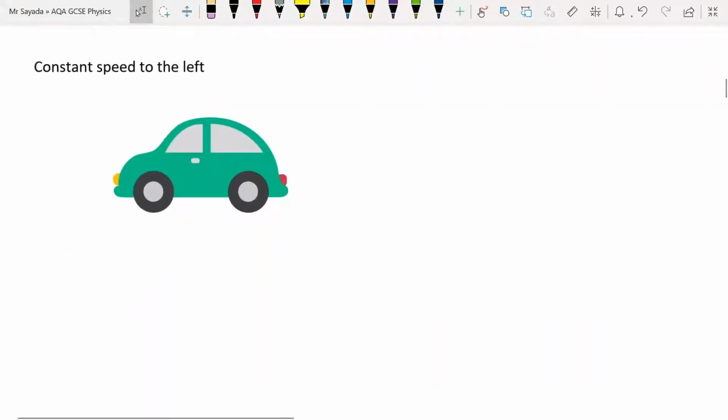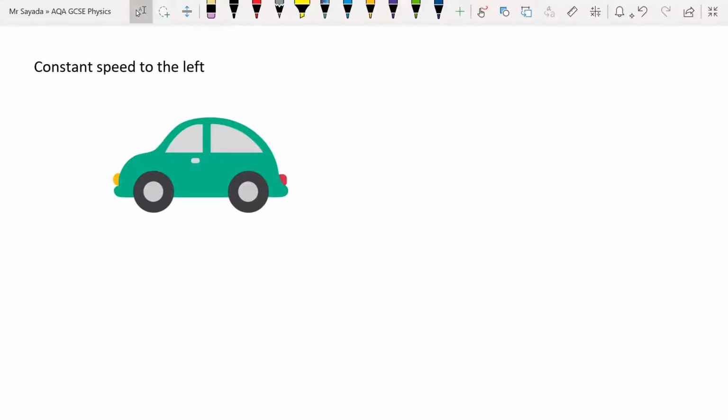Let's do another example. Here's a car moving at constant speed to the left. I'd like you to draw a force diagram for what you think the forces acting on this car are. Pause the video while you do that. You should have now drawn a force diagram for this car.